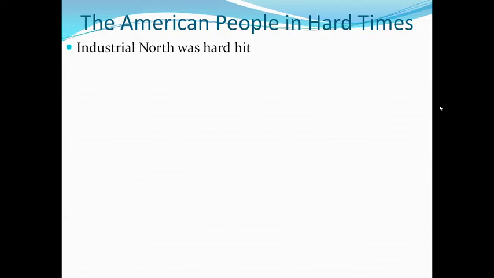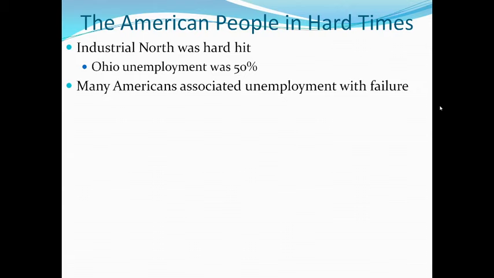So we have the industrial North, which was especially hit hard, especially Ohio, where the unemployment was 50%. That's just insane. And many Americans at the time were not really educated with how the economy worked, and they didn't know why they were becoming unemployed. So instead of blaming it on a bad economy, they thought they were being fired from their jobs simply due to lack of ability.